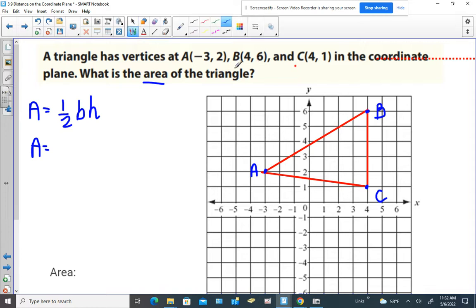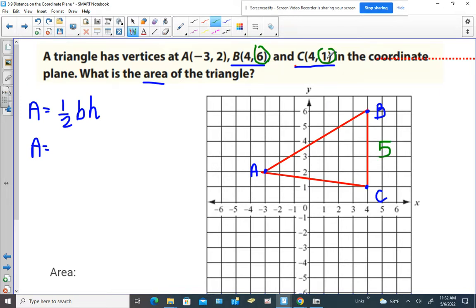So there's two ways we can figure out the distance or how long that line is. So we're looking at B and C, and the coordinates that are the same are the x's. So we would look at the y's, those are the ones that differ from each other. And since they're in the same quadrant, the rule is to subtract the absolute values. So 6 minus 1 would give us 5. So the length of that line is 5.